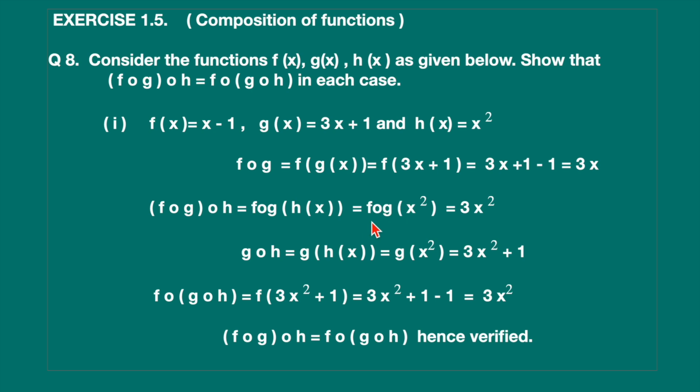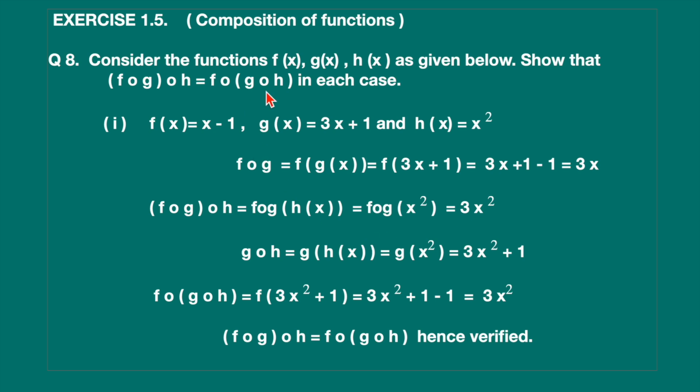Now we are going to find out the value of fog at x square. fog at x is 3x. We just now found it. 3x. So in place of x, we are going to substitute x square because we want fog at x square. So here it will become 3x square. So this is the LHS, 3x square.